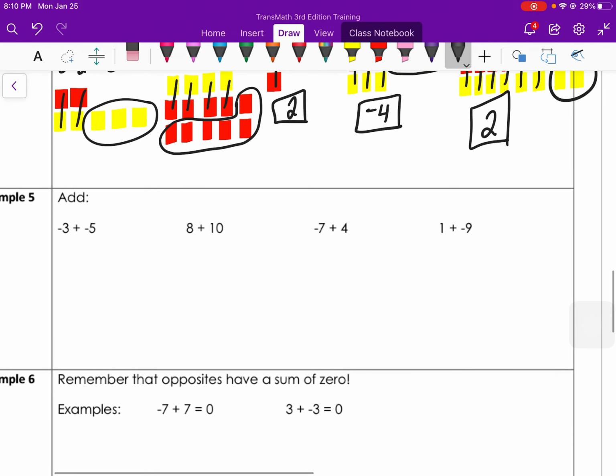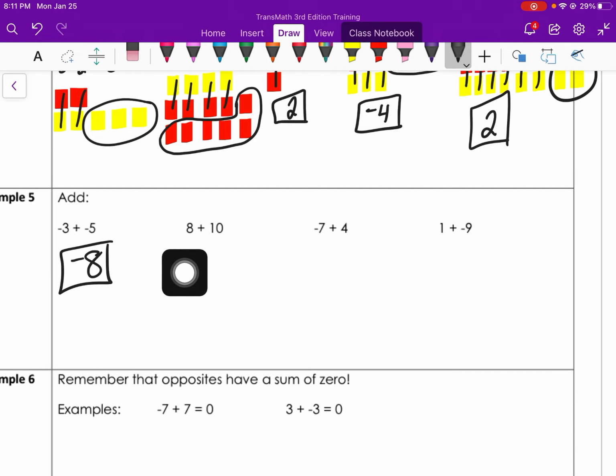All right, so this is mixed review. If the signs are the same, you add them together and keep the sign. So -3 and -5 would be -8. So add 3 plus 5 and it would be negative. +8 and +10 would be +18. If the signs are different, then you find the difference between them, so you subtract. So 7 minus 4 is 3, and your answer is negative because you have more negatives. -7 is bigger than -4.